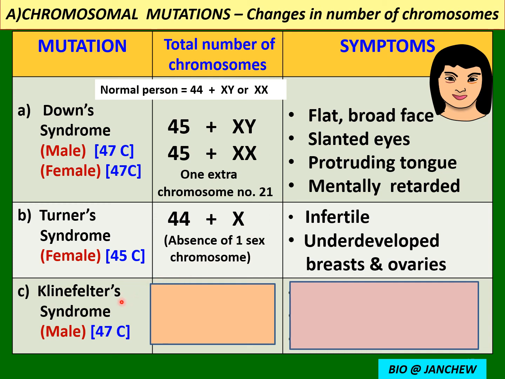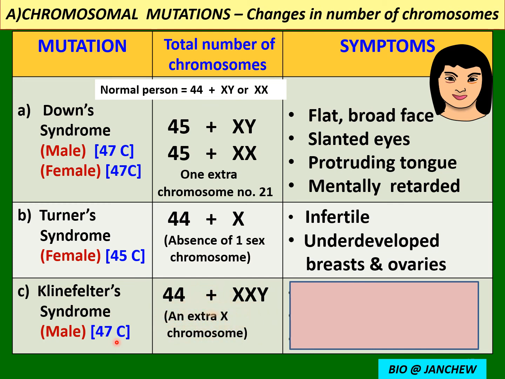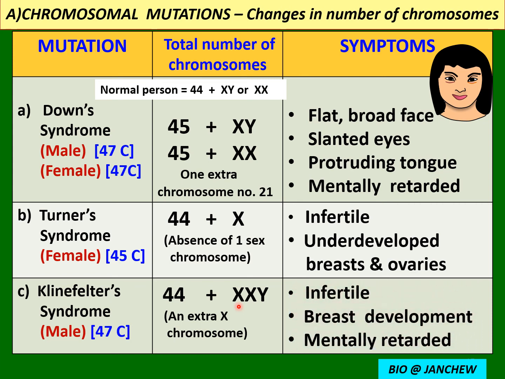The last mutation we are studying here, the third one, is Klinefelter's syndrome. So in a person with Klinefelter syndrome, each cell has 47 chromosomes. That is 44 autosomes and 3 sex chromosomes, X, X, Y. So this individual is a male because of the Y chromosome. All right? Males have the Y chromosome. However, there's an extra X chromosome here. Okay? Thus, let's look at the symptoms.